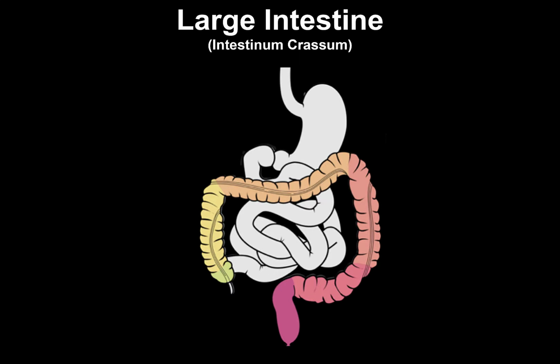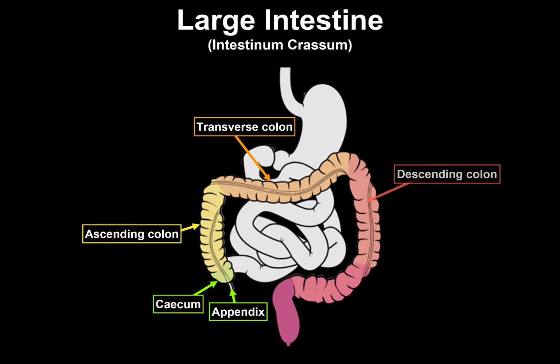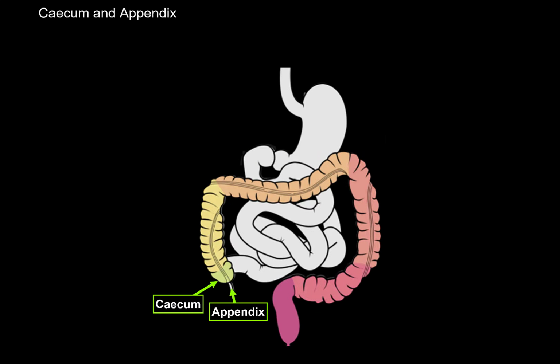So now, the first parts of the large intestine are the caecum and the appendix, closest to the ileum of the small intestine. And then we have something called the colon. And the colon is divided into parts. We have the ascending colon, which goes up. Then the transverse colon, going horizontally to the left. Then there's the descending colon, it goes down. Then there's the sigmoid colon, which curves a little. And then lastly, we have the rectum. So now, let's go through each of these parts in detail, starting down here, at the caecum and the appendix.